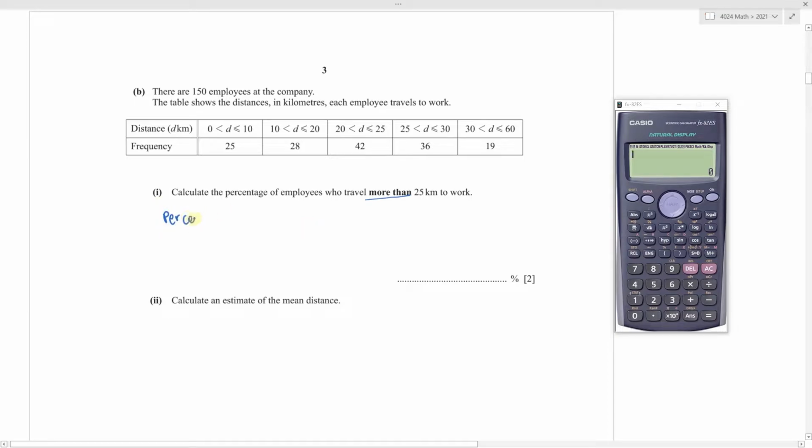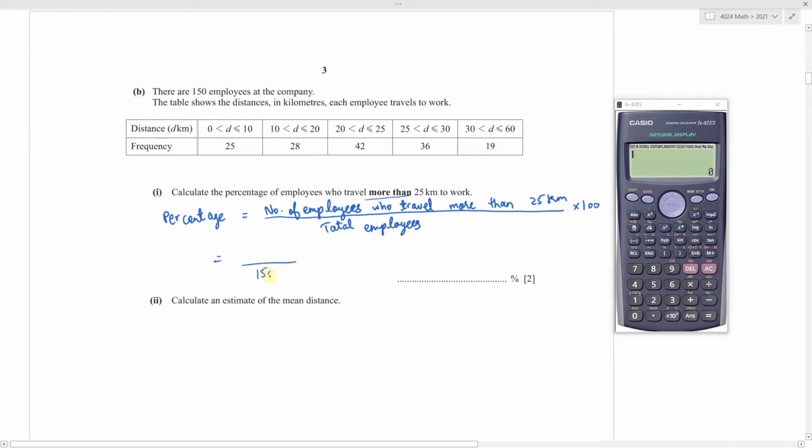So this percentage will be the number of employees who travel more than 25 kilometers divided by total employees and then multiplied by 100. So total employees is 150, so you know your denominator is 150. Number of employees who travel more than 25: 19 travel between 30 to 60.